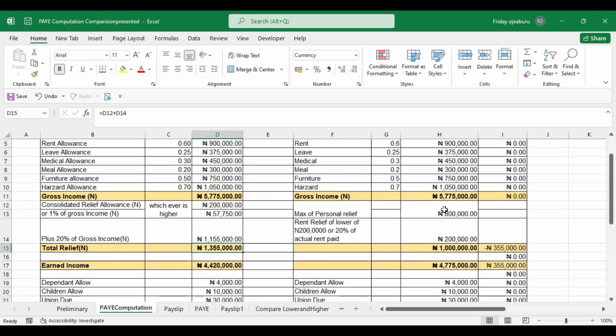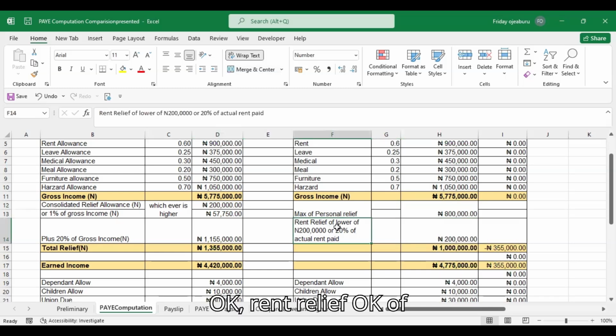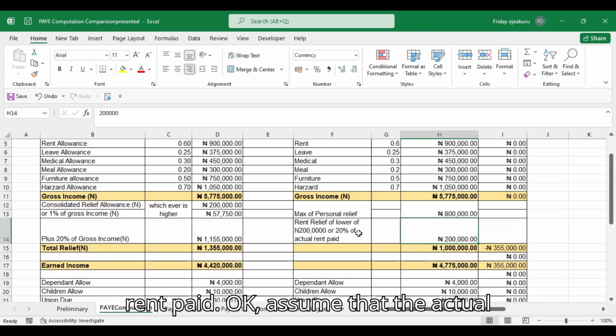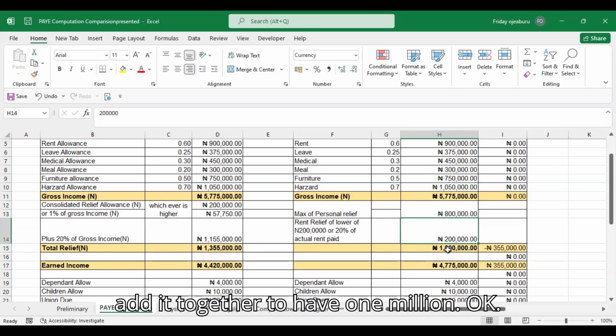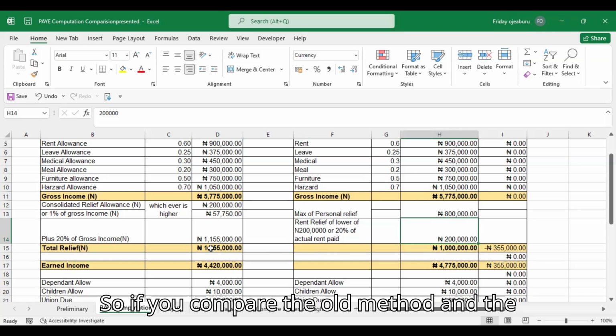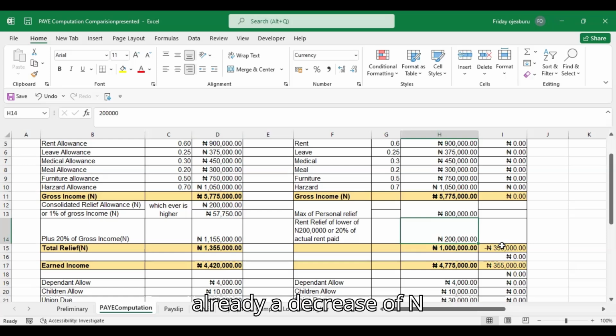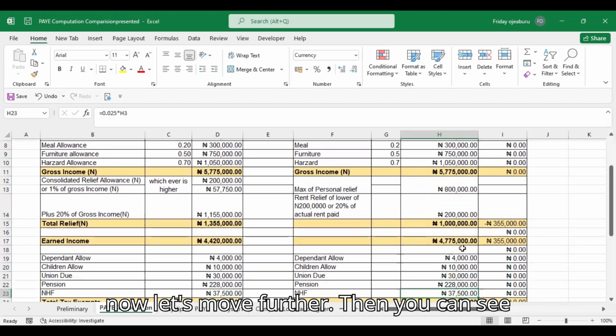Now, the new method, which is the proposed method, is the maximum of personal relief, which is 800,000 by law, plus rent relief, which is the lower of 200,000 or 20% of actual rent paid. Assume that the actual rent paid gives a total relief of 200,000. You key it in there and add it together to have 1 million. So if you compare the old method and the proposed method, you see that there's already a decrease of 355,000. Now let's move further.